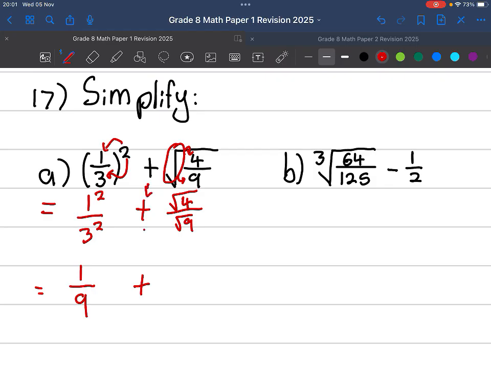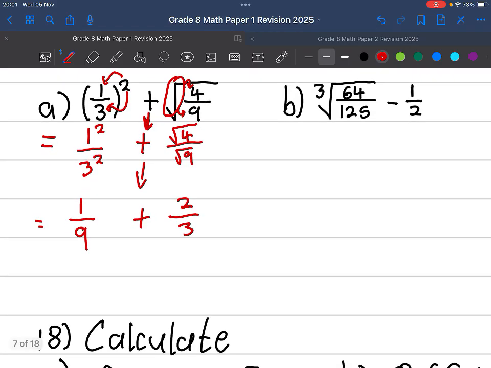Remember, we're working linearly, so it's just getting carried down. The square root of 4 is 2, and the square root of 9 is 3. Now you have 1 over 9 plus 2 over 3. We can't add fractions if the denominators are not the same. So 9 and 3 are not the same number. We will need to make them the same number.